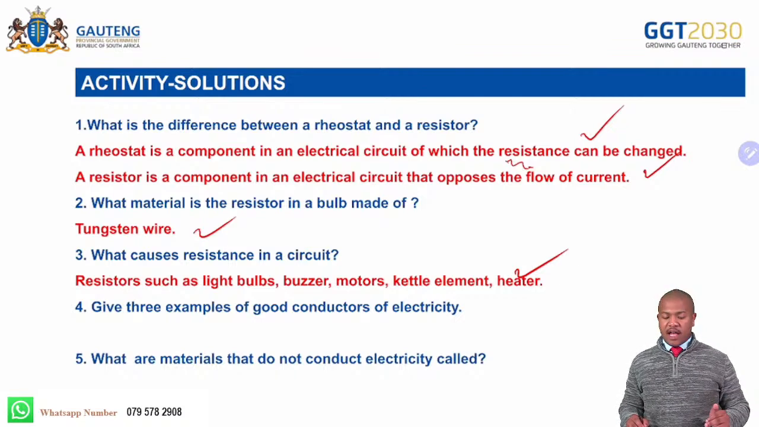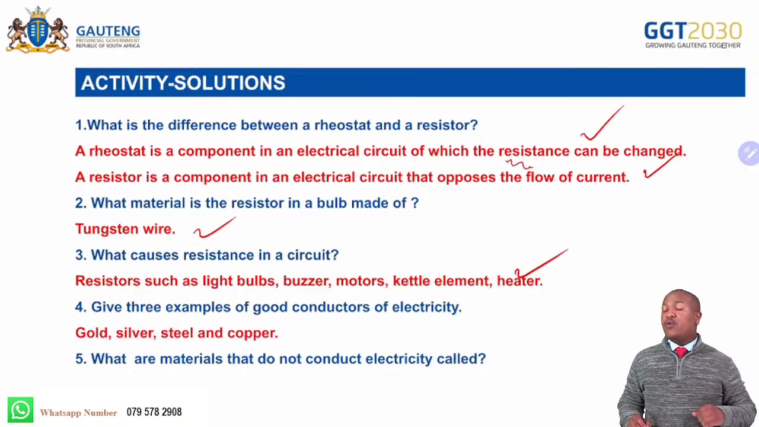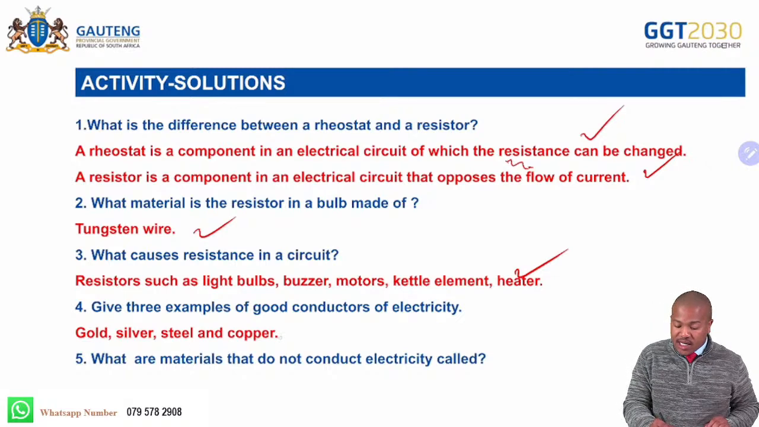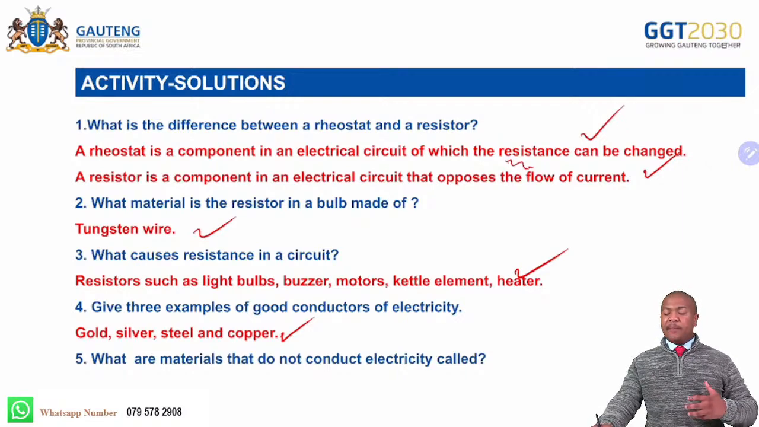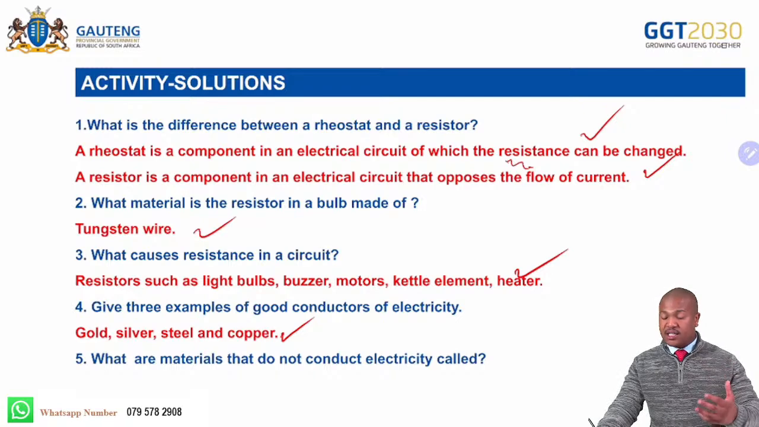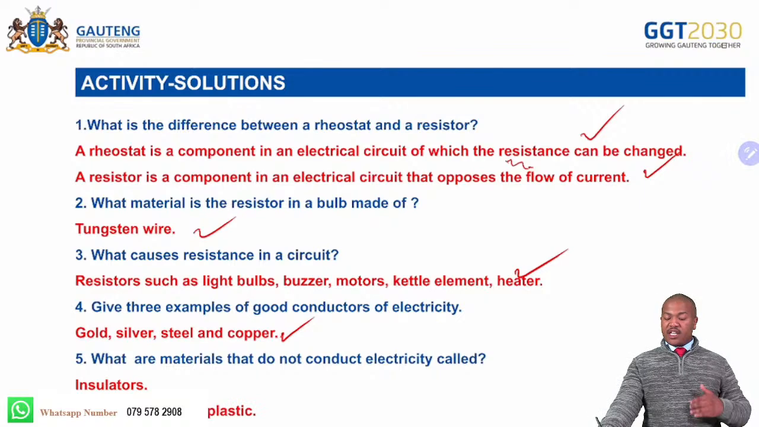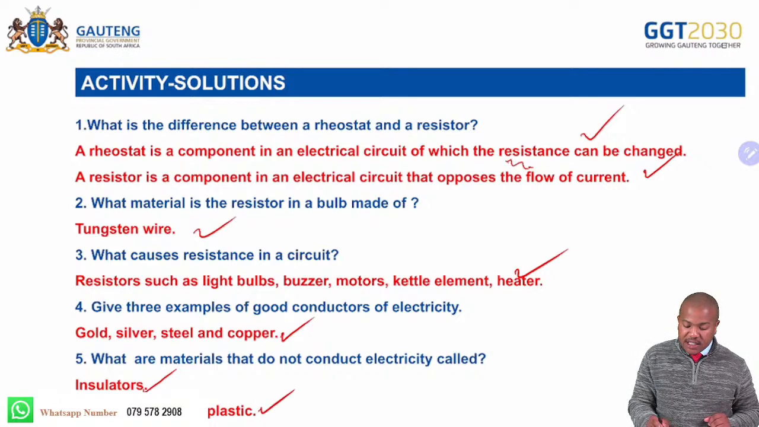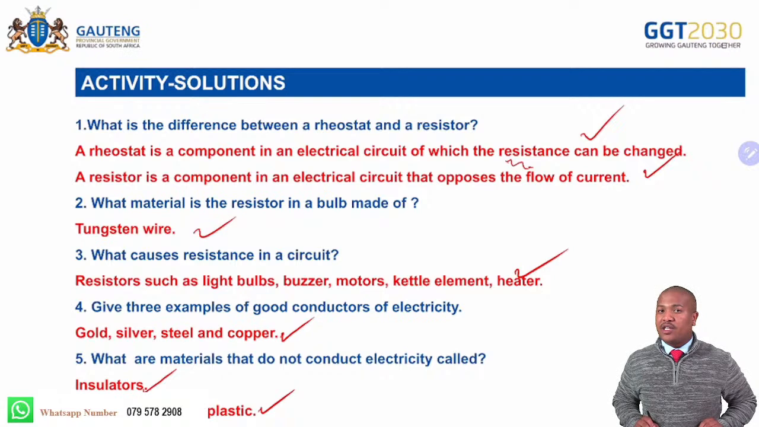Then number four, give three examples of good conductors of electricity, the ones that allow electricity to pass through, right? Which are gold, silver, steel, and copper, which is the one that we are familiar with. Then number five, what are the materials that do not conduct electricity called? They are called insulators, right? We have examples such as wood, rubber, and plastic. So now, just take a minute quickly to copy down the corrections.